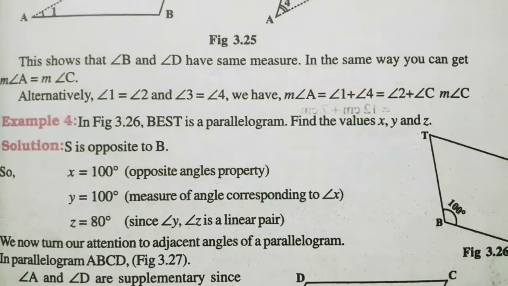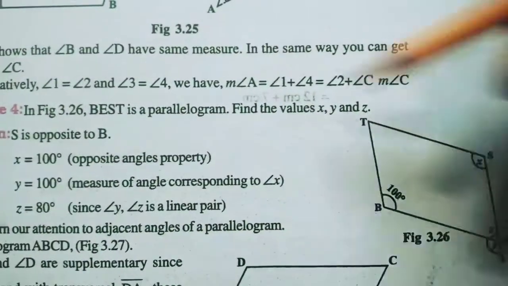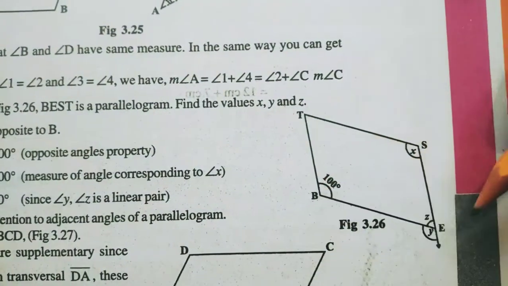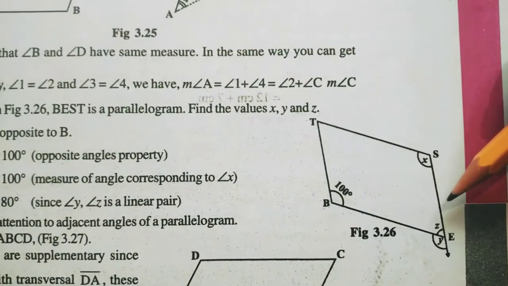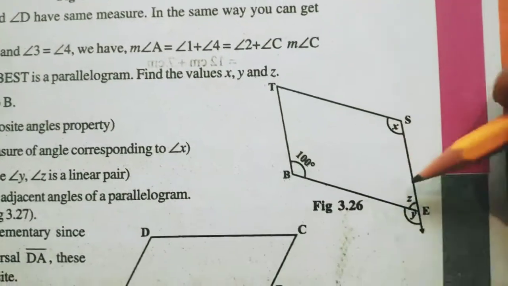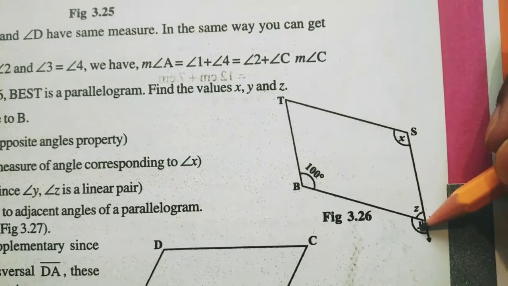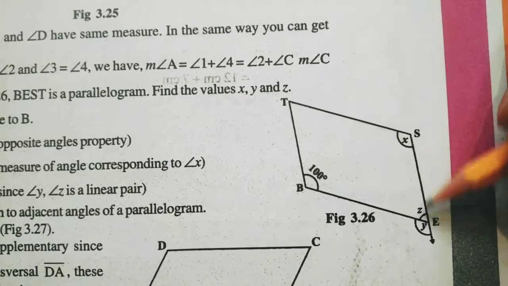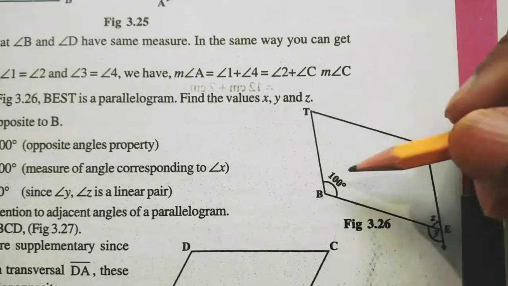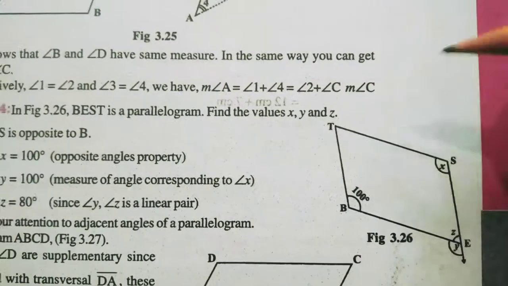That is example number 4. This is BEST, and BEST is a parallelogram. See, the naming is given so nicely. BEST is the name of this parallelogram. Find the value of x, y and z. You have to find x, this angle; y, this exterior angle; and z, this interior angle. So two interior angles and one exterior angle you have to find out. One angle value is given, angle B is 100 degrees. So how can you find the other angles?